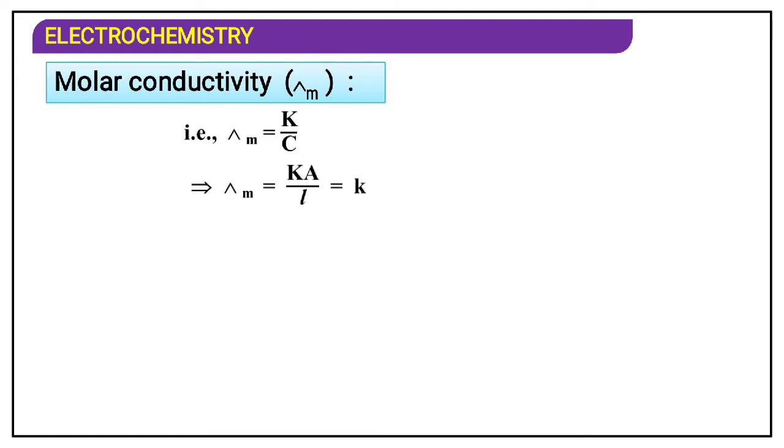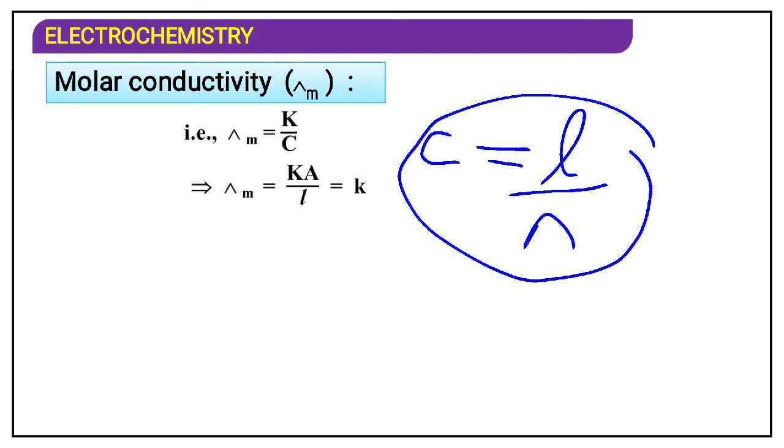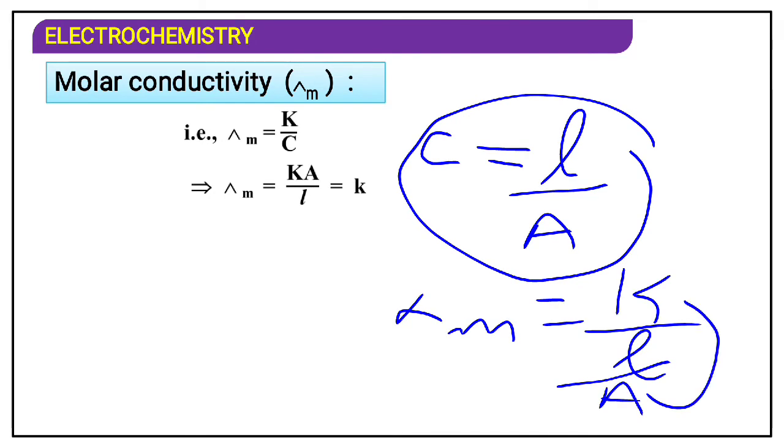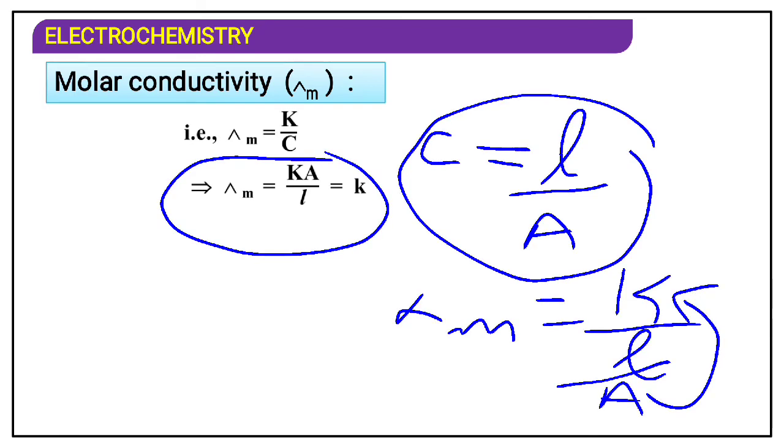The next: lambda m equals K divided by C. You know that the conductance of the solution, in the C place, we have to substitute L divided by A. When you substitute L divided by A, lambda m equals K divided by L by A. Then this A goes up, and we get K into A by L.